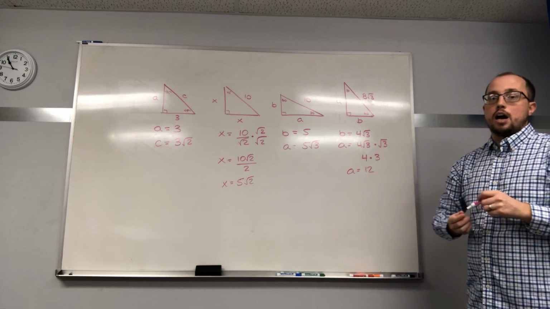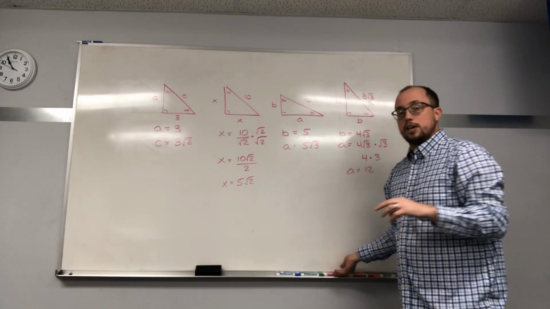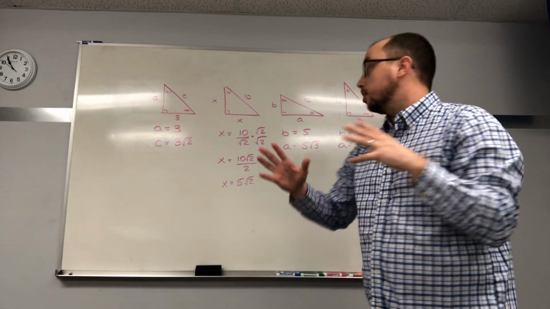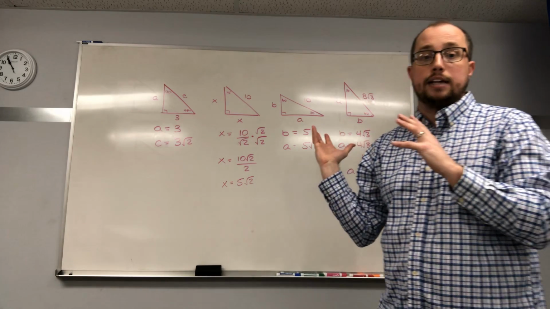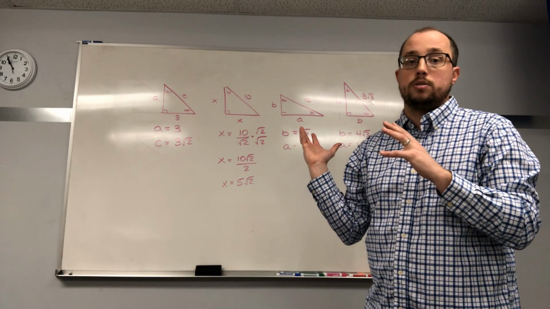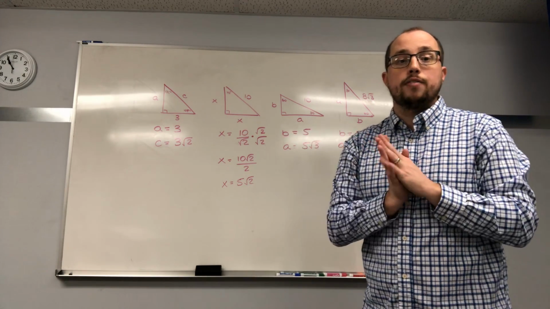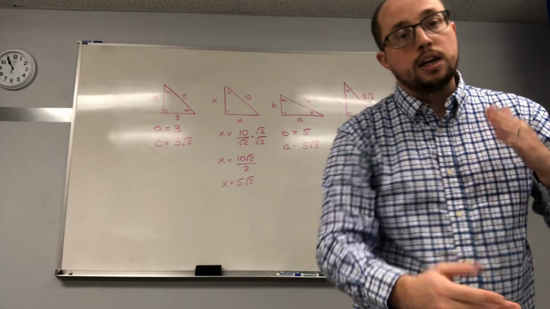Okay? On your work for Wednesday, Thursday, you're going to be taking these 30, 60, 90s, and you're going to be finding missing sides using the exact same process we just did on these 4 examples. All right? Again, if you have any questions, log in Wednesday, Thursday, ask them.